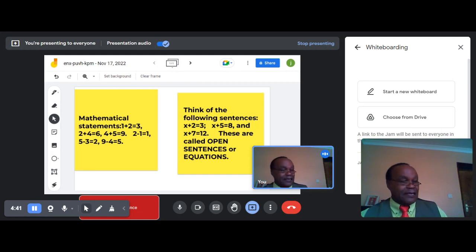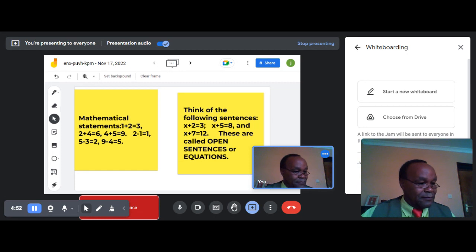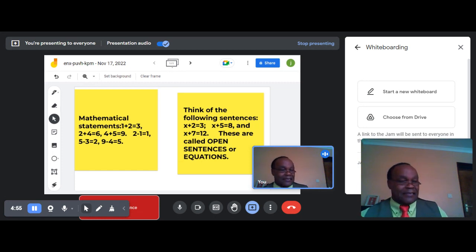Now, let's think of the last equation which we have there. x plus 7 is equal to 12. The question we are asking is: is the mathematical sentence true if x is equal to 3? If we put x equal to 3, the left-hand side will simplify to 10. But what we have on the right-hand side is 12. Hence, x cannot be equal to 3.